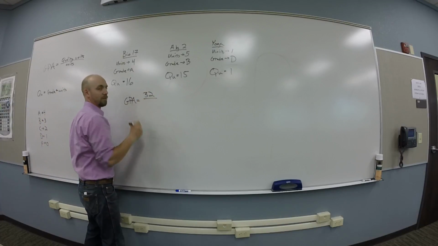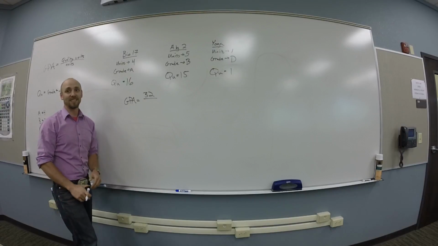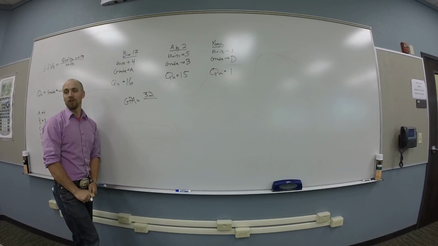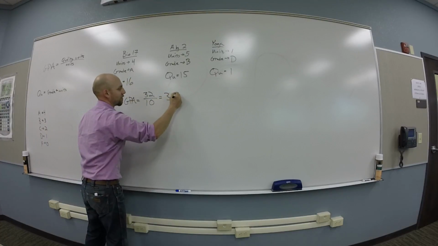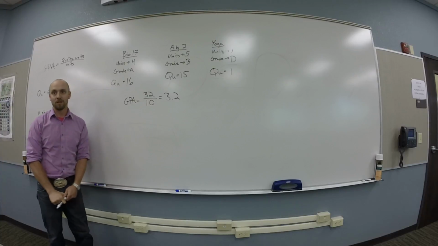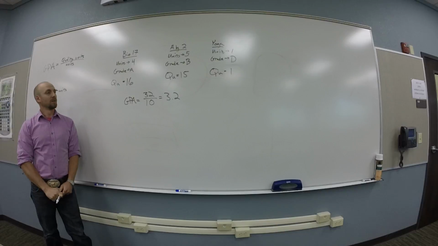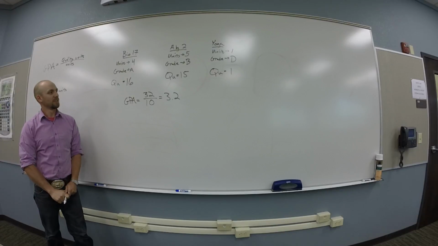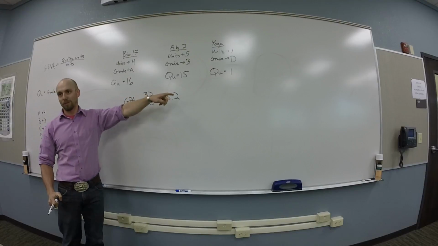So what's your GPA for this semester? 32 divided by units, not classes. 10 total units. So this gives us a 3.2 GPA. You guys see that? Does that kind of make sense? This is saying I did a little better than a B on average, even though I got a D in one of my 3 classes.